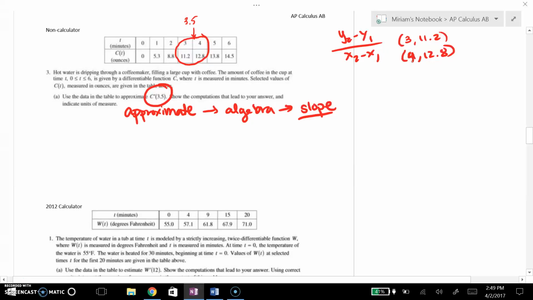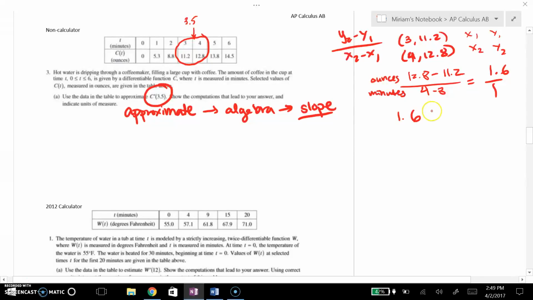Okay. I need you to take a moment because you cannot make a mistake when plugging this in. You're not going to get the right answer if you mix them up. So this is x1, y1, x2, y2. So I have 12.8 minus 11.2 over 4 minus 3. And then you solve. So this is 1 in the denominator. In the numerator, it's 1.6. So I have 1.6. And the unit is you just divide top over bottom. The top was ounces. Bottom was minutes. So you do ounces per minute.